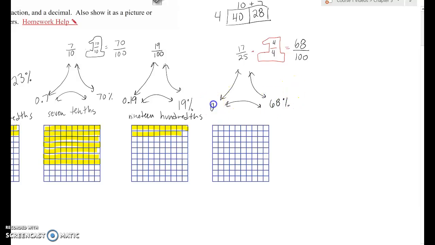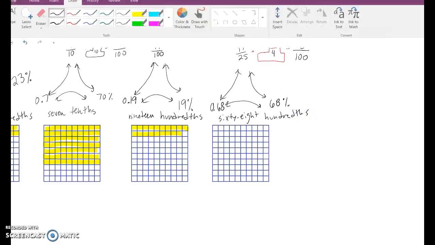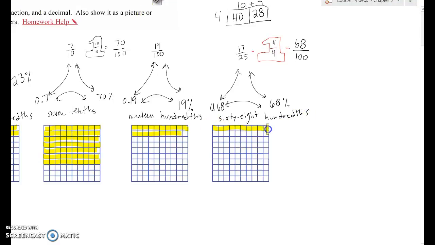And also 68 hundredths. And let's do that. 10, 20, 30, 40, 50, 60. And then 1, 2, 3, 4, 5, 6, 7, 8.